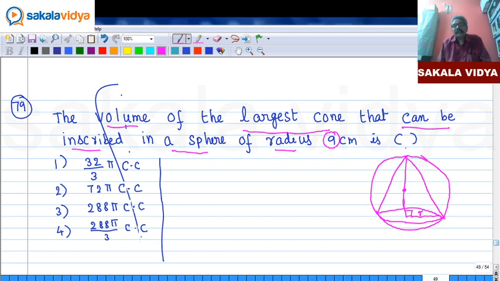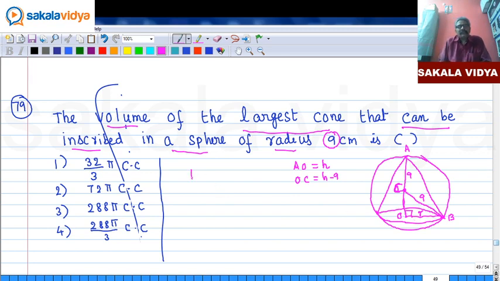Say this is A, this is O, this is B. Join OB. OB will be the radius. The sphere's radius is 9 centimeters. Say the center is C. CA is also 9. Let us say AO is equal to H. Then OC becomes H minus 9.